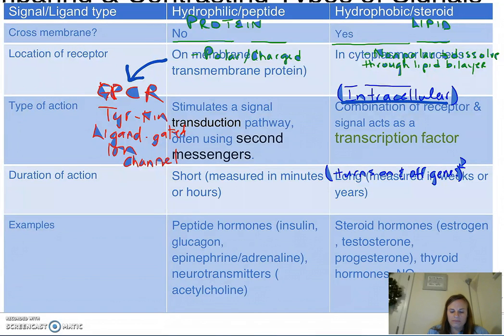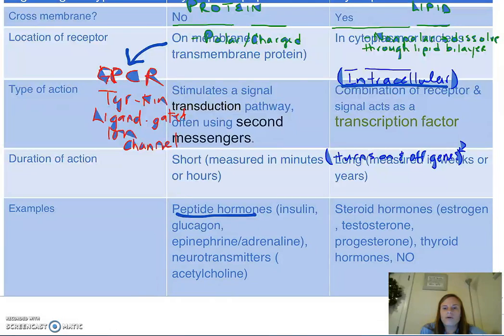Some examples of hydrophilic signals are insulin, glucagon, epinephrine, adrenaline. Those are all peptide hormones. Furthermore, neurotransmitters are also examples of hydrophilic signals or ligands. Examples of your hydrophobic steroids include steroid hormones such as estrogen, testosterone, progesterone, thyroid hormones, and NO, nitric oxide.